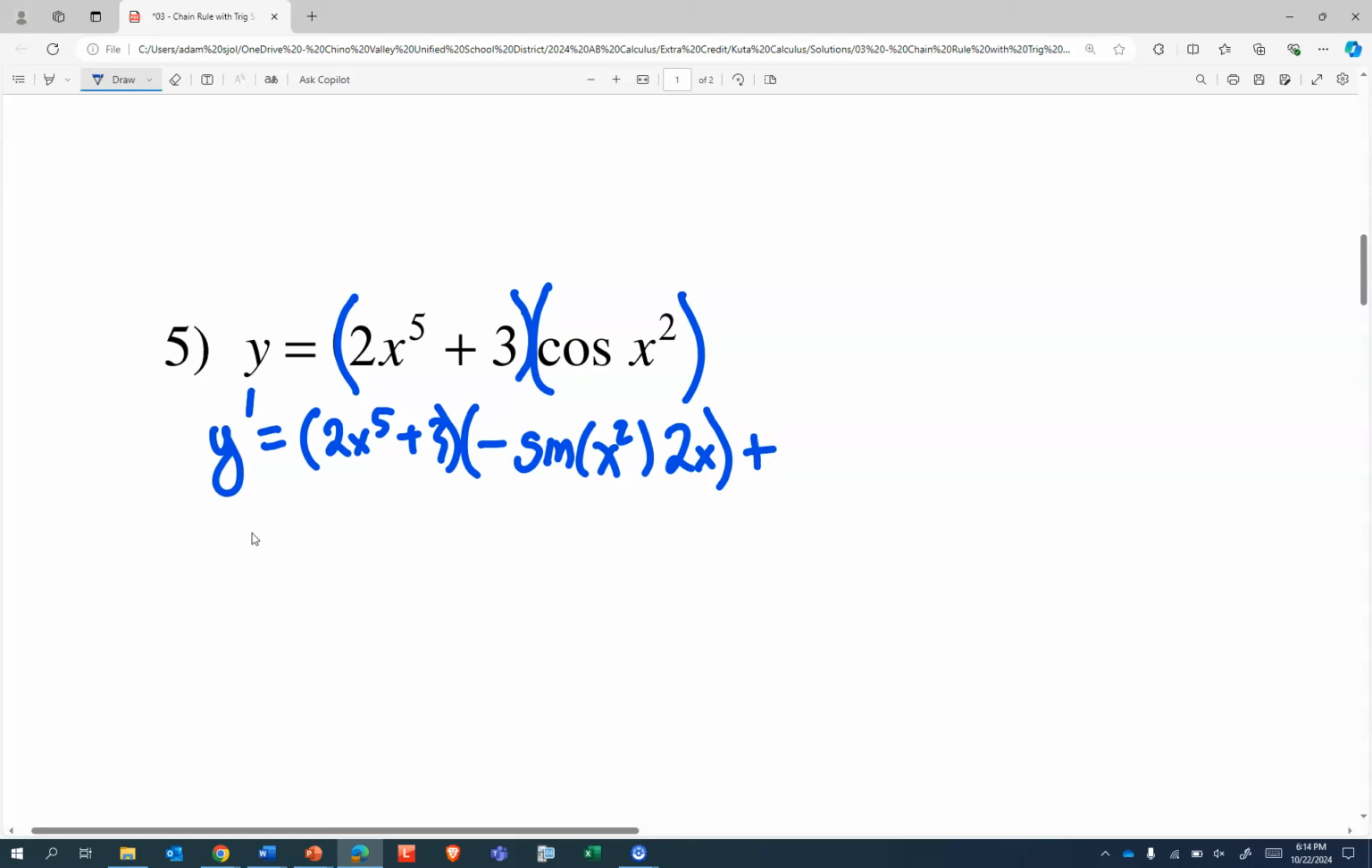Then we'll continue the product rule. The second function, cosine of x squared. Maybe I'll write it like this to make sure that when I multiply by the derivative of the first function, let's see, what's that going to be? 10x to the fourth plus 0. I just wanted to make sure it looks like x squared and 10x to the fourth are unrelated.